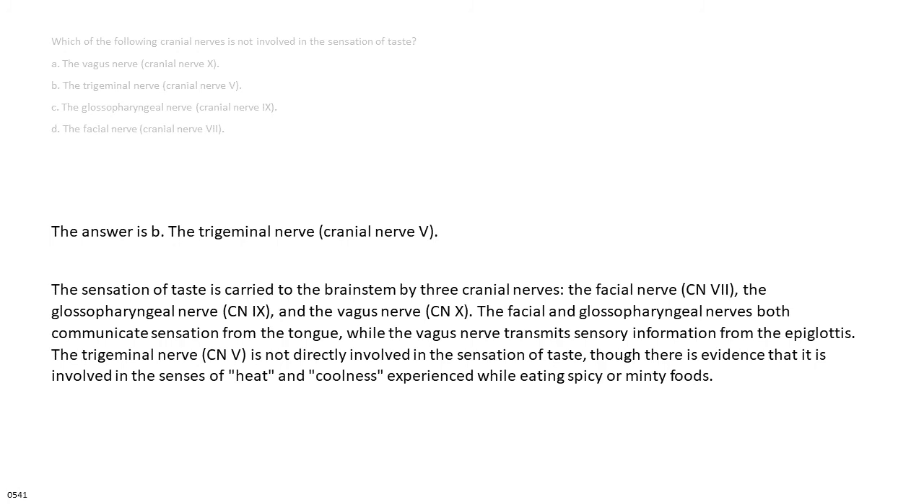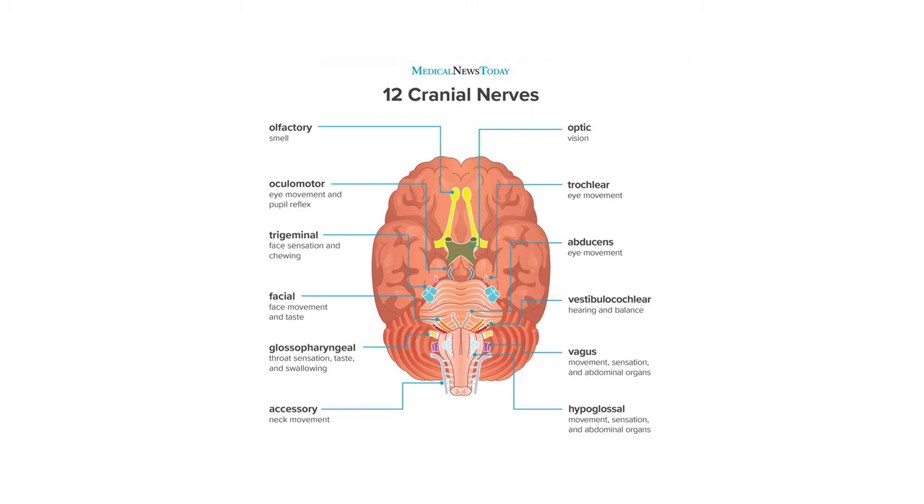The facial and glossopharyngeal nerves both communicate sensation from the tongue, while the vagus nerve transmits sensory information from the epiglottis. The trigeminal nerve, CN5, is not directly involved in the sensation of taste, though there is evidence that it is involved in the senses of heat and coolness experienced while eating spicy or minty foods.